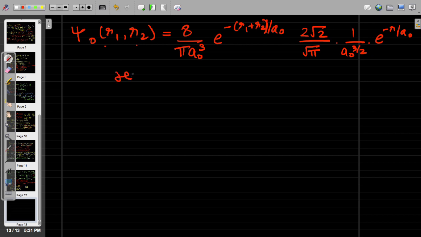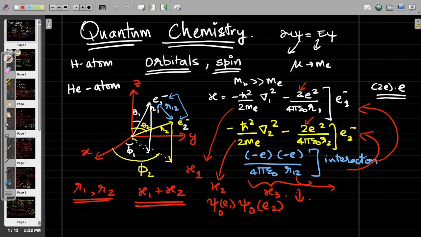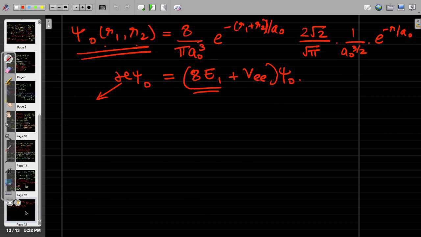And then you apply H psi equal to E psi. When you just apply this with the Hamiltonian that we have deduced, you are going to get something of the sort 8E1 plus VEE times psi 0. Remember, the 8E1 comes from whatever we had seen earlier. You have a 2 square plus 2 square that gives you 8 times E1, where the E1 is the energy of ground state of hydrogen atom. Okay, so that's how you get this.